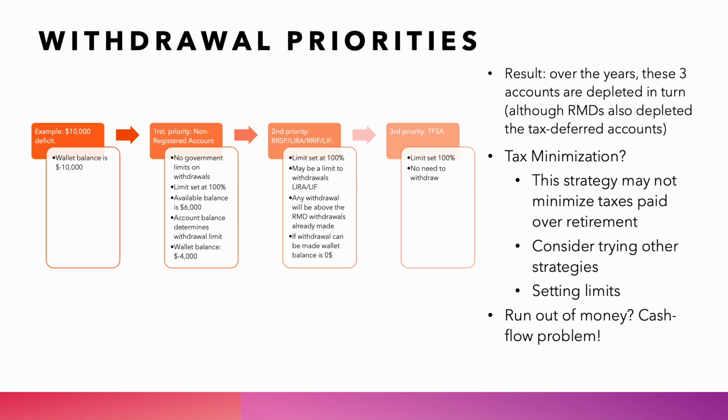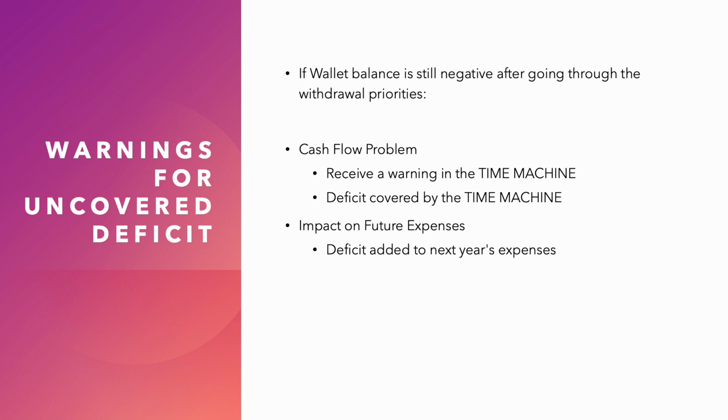A popular strategy, for example, is to set a limit of 50% on the non-registered account, then 100% on the RSP to withdraw the rest, and then 0% on the TFSA to never deplete it and leave it all to your kids. However, if you still have a deficit at the end of this, you will get a warning in the time machine, because then you have a cash flow problem. The deficit is covered by the time machine like a temporary loan, but it adds it to the next year's expenses to see if you can pay it back and recover.